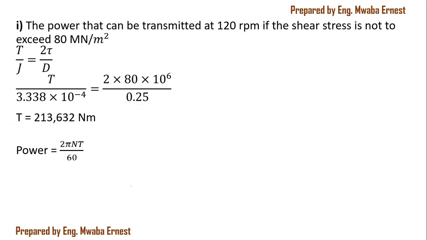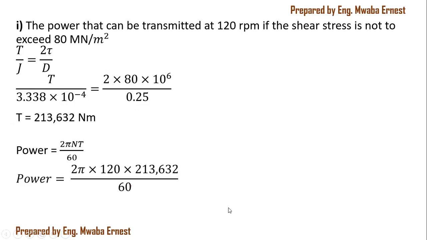Okay, so from there we end up with our torque as 213,632. Then we can now compute the power. The power is 2 pi N T over 60. So 2 pi times N, which is 120, times T, the one we just found, 213,632, everything divided by 60, giving us 2,684,578.887 watts. That is the power that can be transmitted.